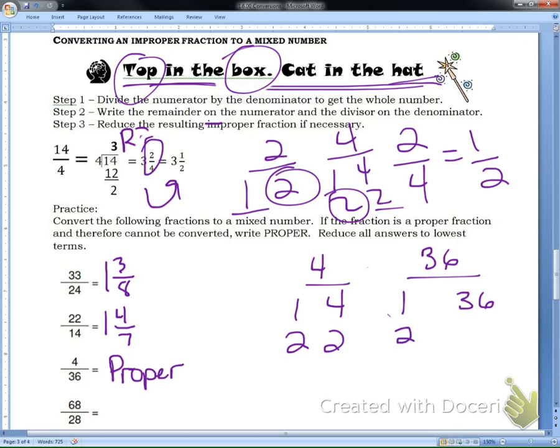36 divided by 2 is 18. 36 divided by 3 is 12. 36 divided by 4 is 9. You can't divide 36 by 5 because it doesn't end in 5 or 0, but 36 divided by 6 is 6. There's no numbers in between 6, so those are all the factors of 36. There's quite a bit. But what's the greatest common factor of both numbers?